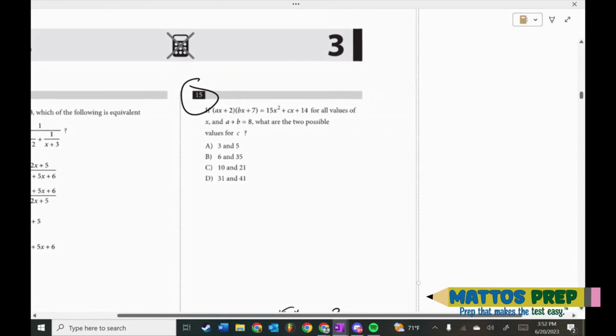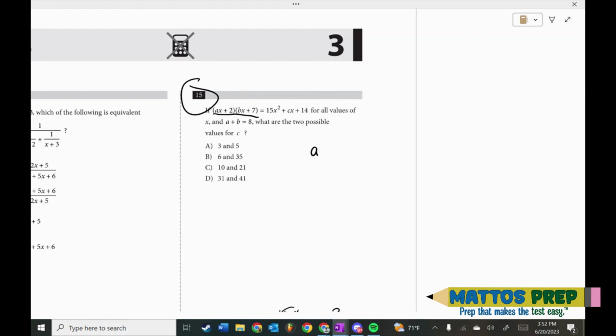So now let's move on to 15. The first step here, let's read it together. If (a x + 2)(b x + 7) equals c x squared plus... for all values of x, and a plus b equals 8, what are the two possible values for c? The first step that I would do given this problem is I'd expand this.